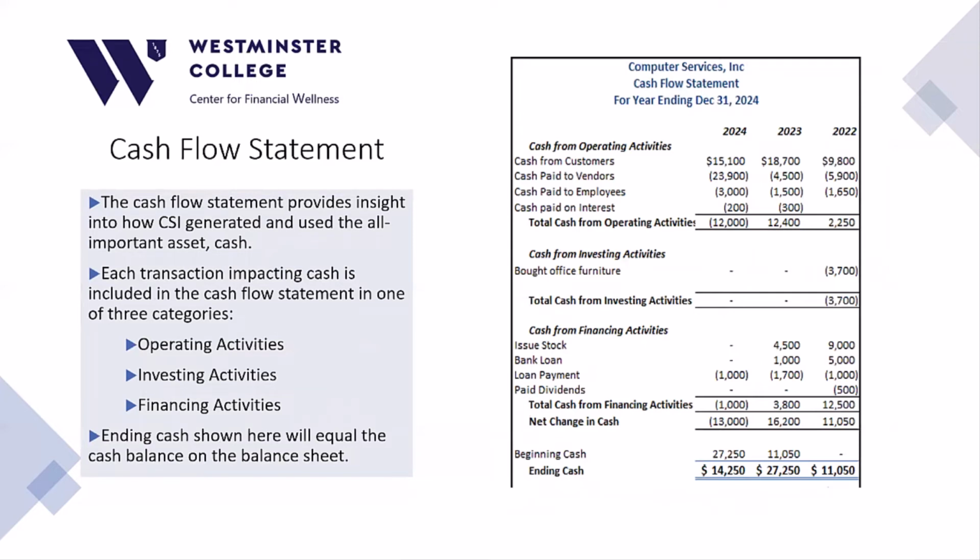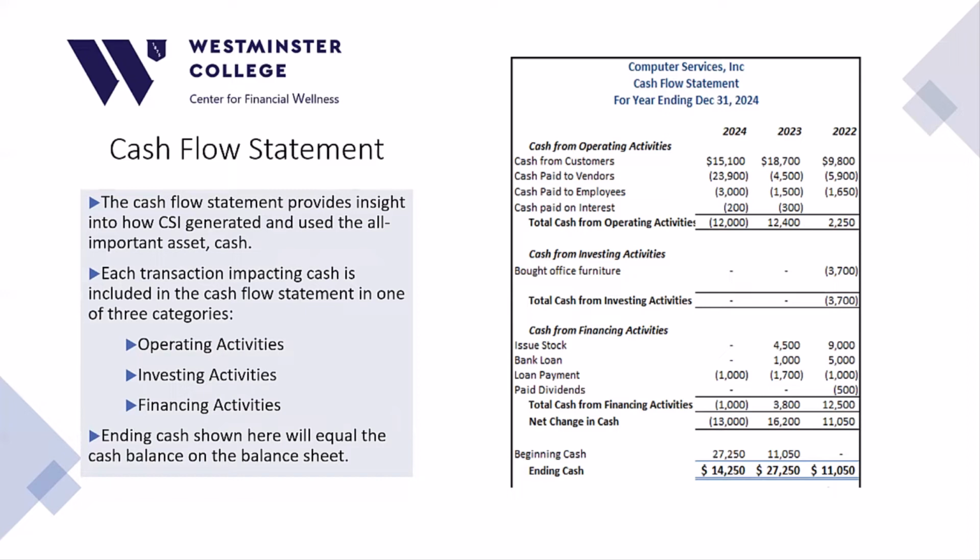This is the cash flow statement. Because cash is such an important asset, analysts and investors like to know where cash is spent and where it comes from. All transactions that impact cash are included in one of three categories: operating, investing, or financing. Operating relates to activities involved in running the main business, so mowing lawns, buying gas, paying salaries.